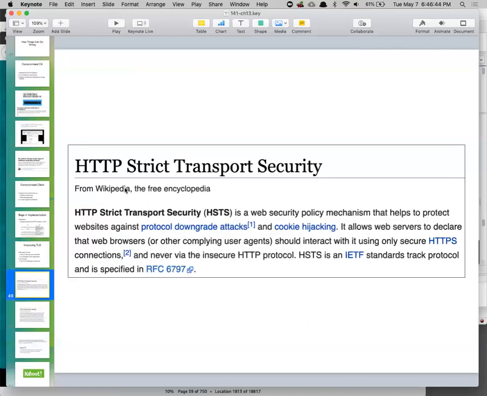So here's some other issues. STS is a security mechanism to warn you against protocol downgrade attacks. So the point of this is it tells your browser that you should only load this page over HTTPS and never over HTTP. So you can configure your server, and browsers that support this will not load the page over HTTP at all. That's a good one.